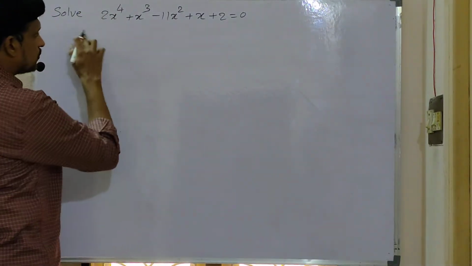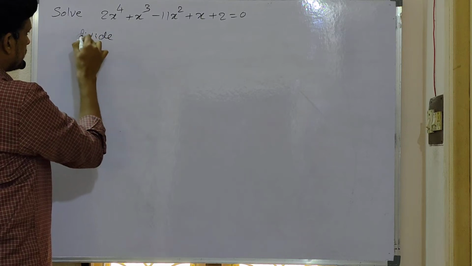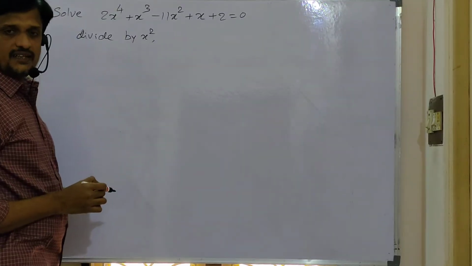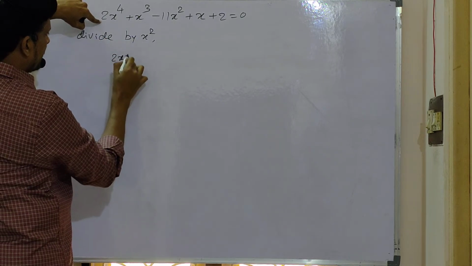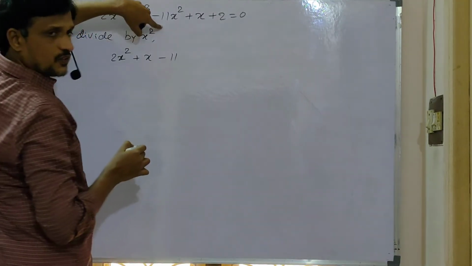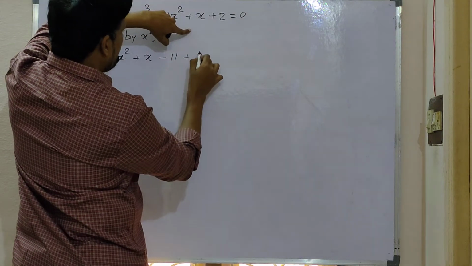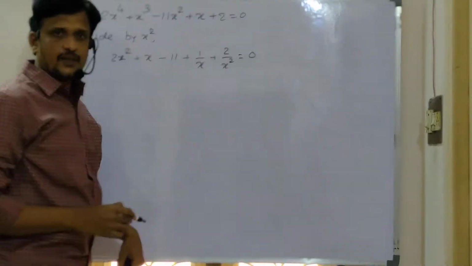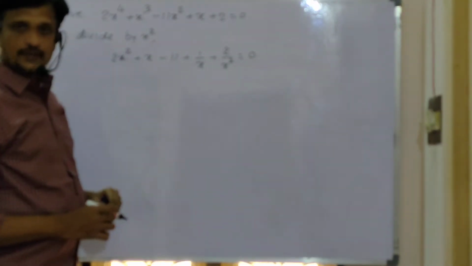To solve this type of equation, first divide the whole equation by x^2. Then 2x^4 by x^2 will be 2x^2, plus x^3 by x^2 will be x, minus 11x^2 by x^2, that means those two get cancelled, you are left with the constant term 11, plus x by x^2 is 1 by x, plus 2 by x^2, is equal to 0 by x^2, which will be 0. So if you divide the whole equation by x^2, you will get this one.